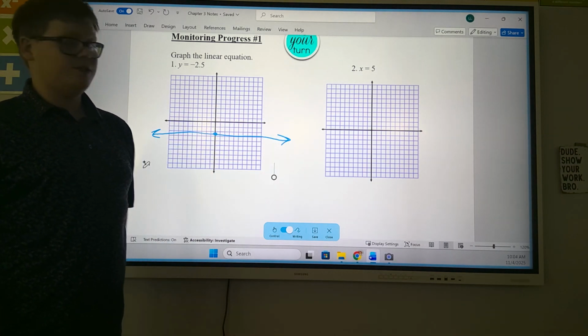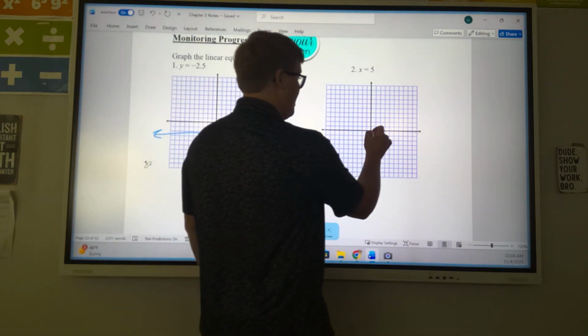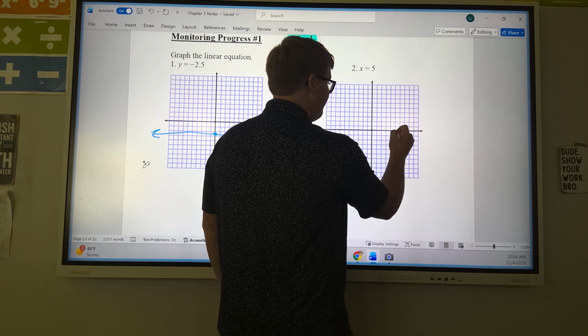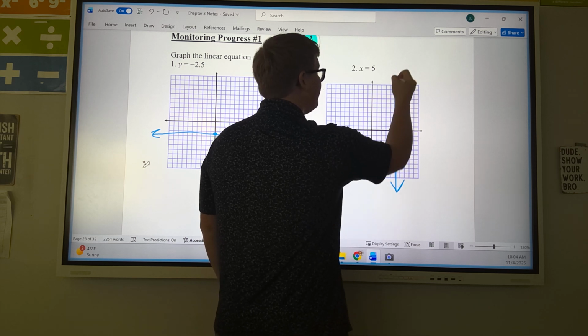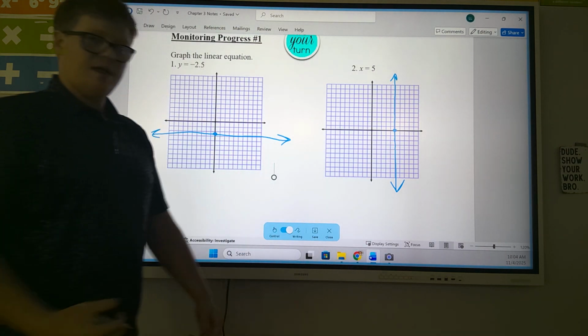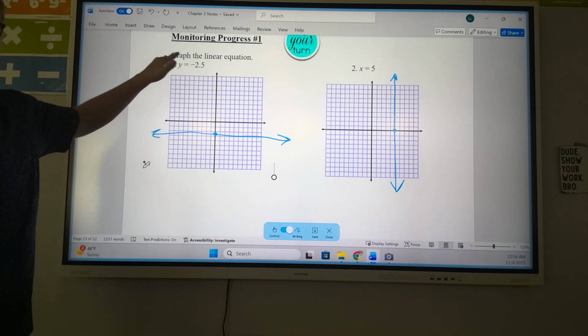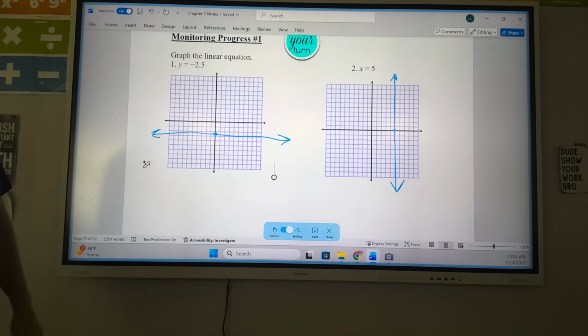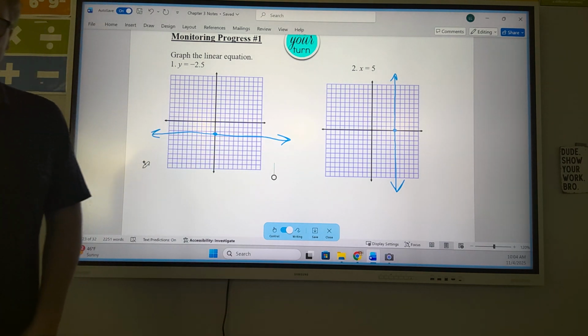We look at number 2. Our x-intercept is 5. That's all we're given. So we go 5 on the x-axis. 1, 2, 3, 4, 5. Make a point. And a straight vertical line. That's all it is. It's a horizontal or a vertical line. It is a horizontal line when you have y equals, because that's a y-intercept. You have a vertical line if it's x equals, because that is our x-intercept.